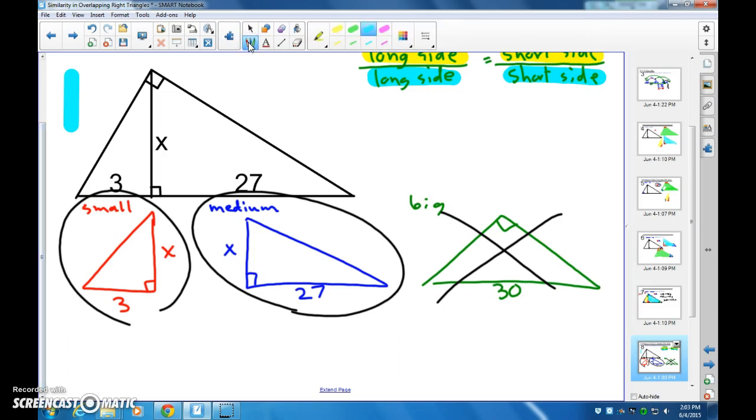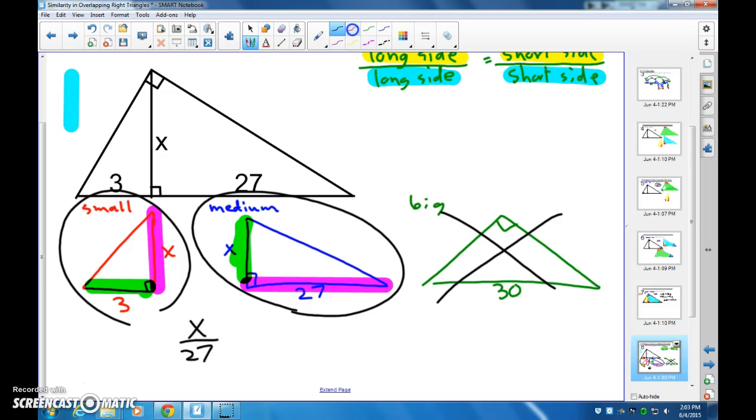Now the key is this. We need to identify who's long and who's short. So I'll highlight with the purple here. To me, visually, that's the long side of the small triangle, and it gets paired up with the long side of the medium triangle. And likewise, the short side of the small triangle should get paired up with the short side of the medium. So when I do this, I'm going to get x over 27 equals 3 over x.